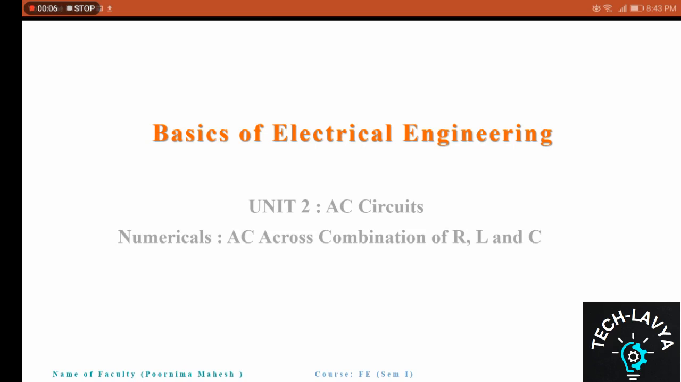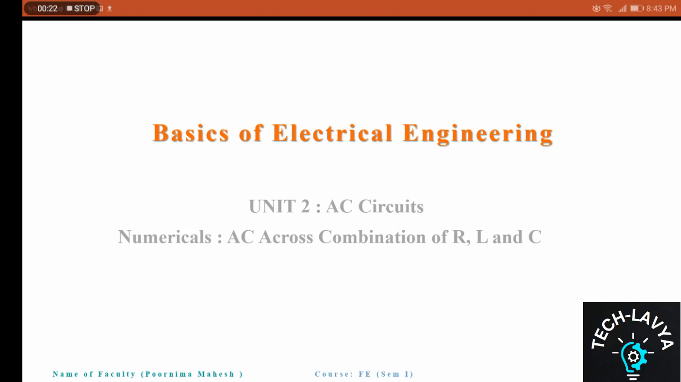So are we charged up to solve few numericals? Yes, we are. So in last lecture itself, I said that we will be solving few numericals in this lecture.